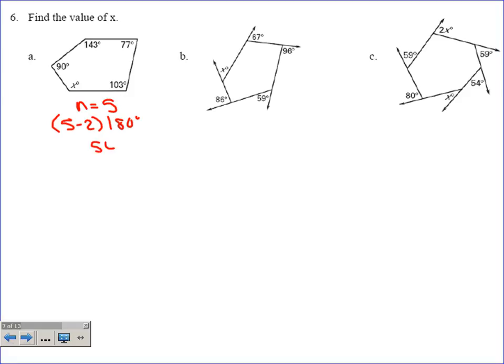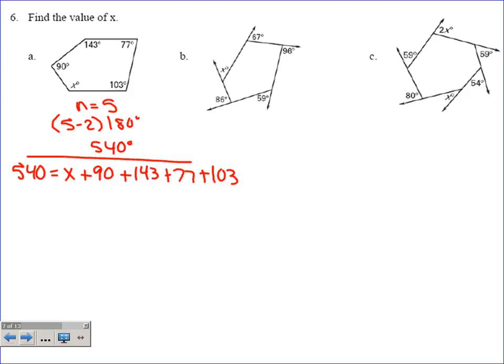So that gives us 540. Okay, so that's like part 1. That tells us it's going to be 540. Now, I would say 540 equals the sum of the angles. I'm just going to start at x and go around the pentagon here. I add up each of the components. That's 180, that'd be 270, 370, 413. So x plus 413 equals 540.